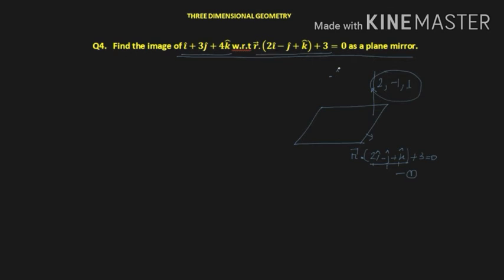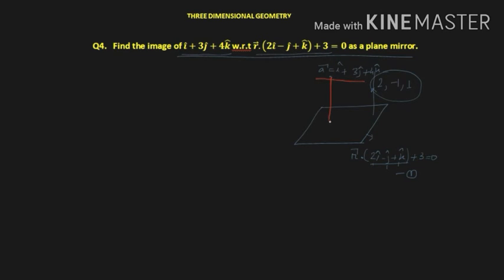I am writing in the vector form. Say this is the point i cap plus 3j cap plus 4k cap. I need the image of this, right? I need the image of this. Let me change the color, it is looking dull. So I need the image of this point.